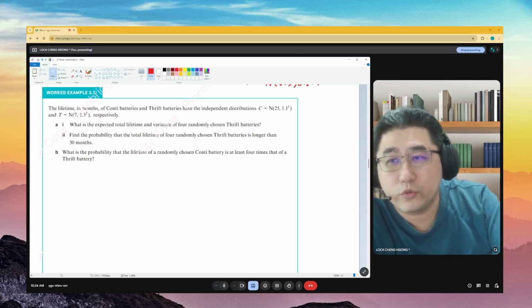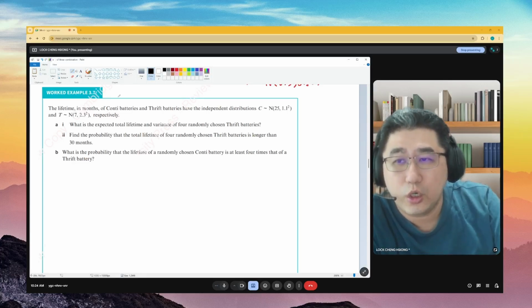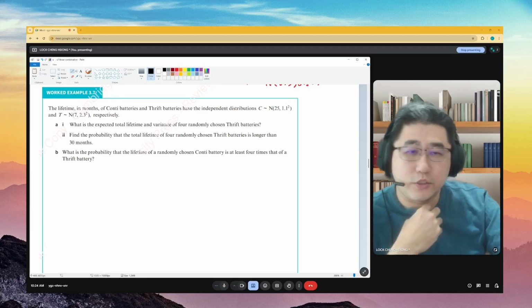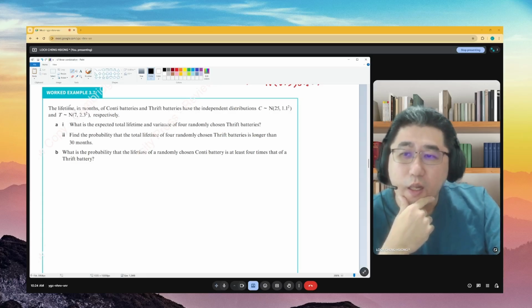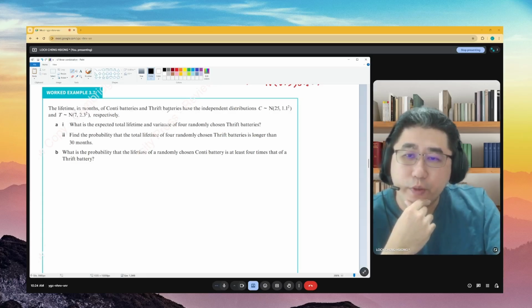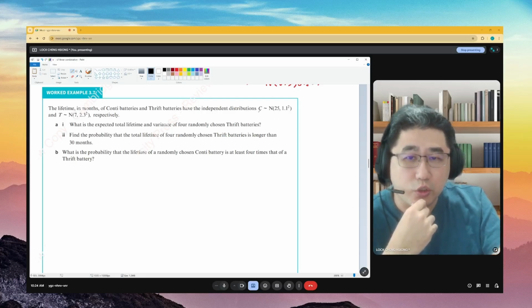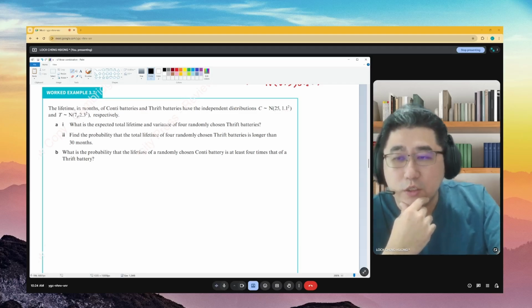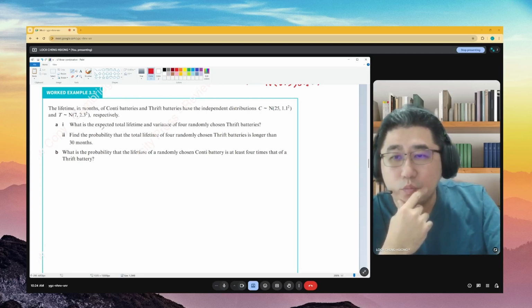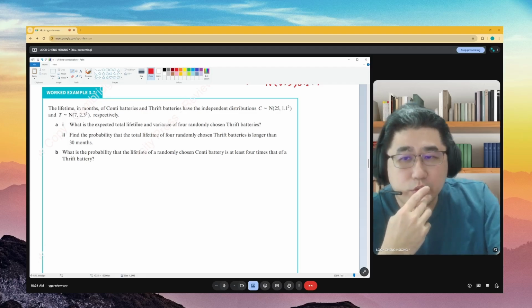Now we're going to enter example 3.7. It still continues with the normal distribution calculation. The lifetime in months of the Conti battery and the Thrift battery has independent distribution. The Conti battery is normal with 25 months and 1.1 square variance, and the Thrift battery is 7 months and 2.3 square variance. What is the expected total lifetime and the variance of 4 randomly chosen Thrift batteries?